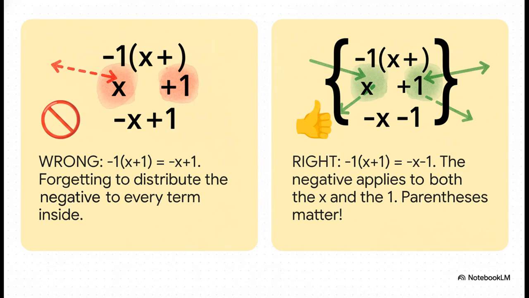Mistake number 2 is that dreaded negative sign error. Look back at our last example. When you have that minus sign sitting in front of a fraction, it's like a little landmine. You have to remember to distribute that negative to both terms inside the parentheses, so it becomes negative x and negative 1. Getting that sign wrong will throw off your whole answer, so be careful.